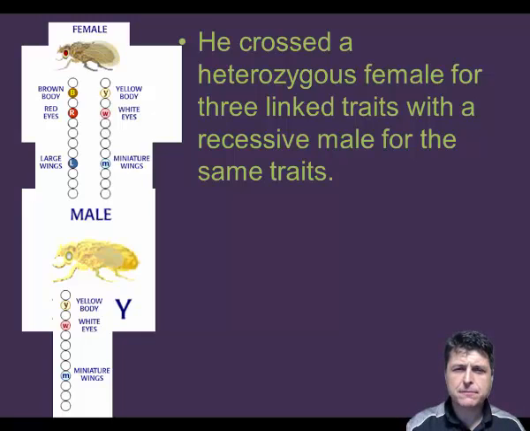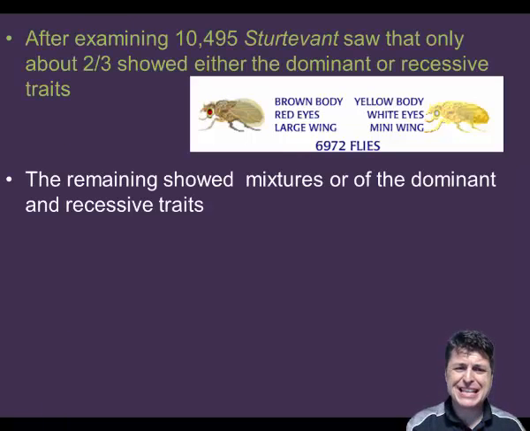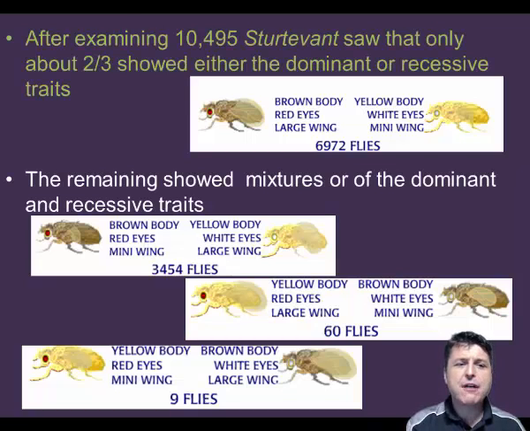for the same traits. Now, if these linked genes never separated, the Punnett square predicts that 50% of the resultant offspring should have the dominant trait and 50% should express the recessive. But after completing the cross, he actually did not observe this. He saw that about 10,000 fruit flies, about 2/3, either showed the dominant or recessive, but the remaining actually showed a mixture of the dominant and recessive traits in different amounts.